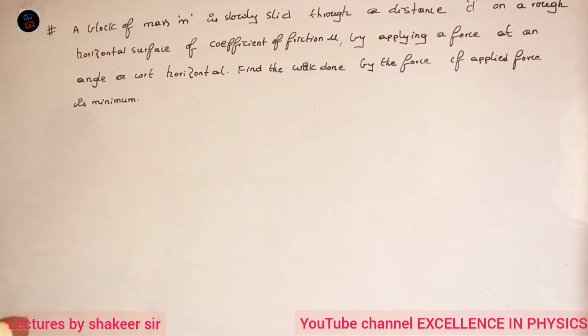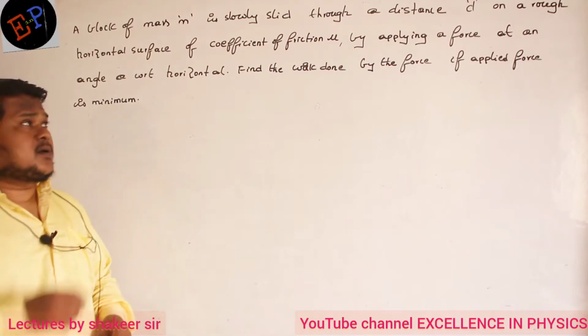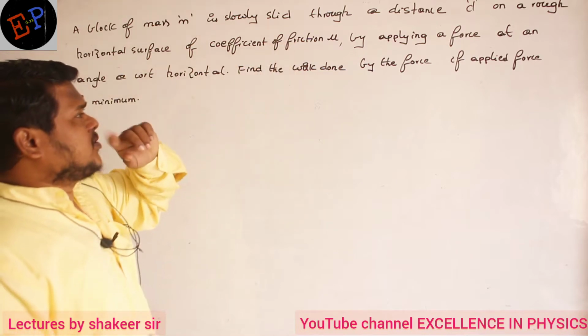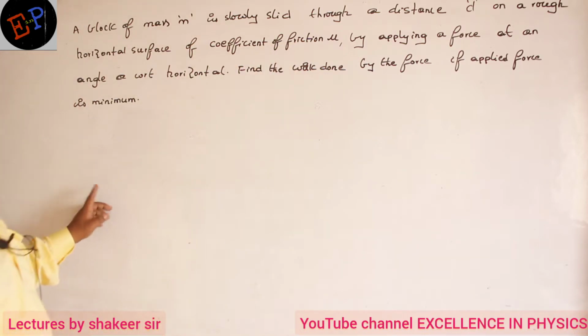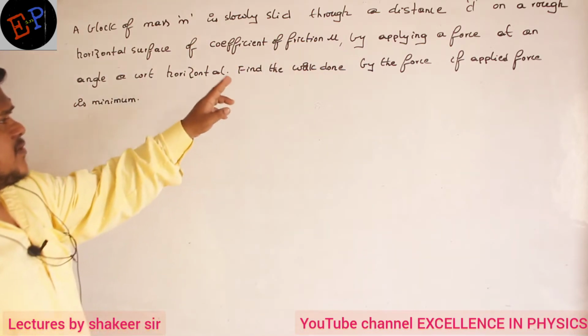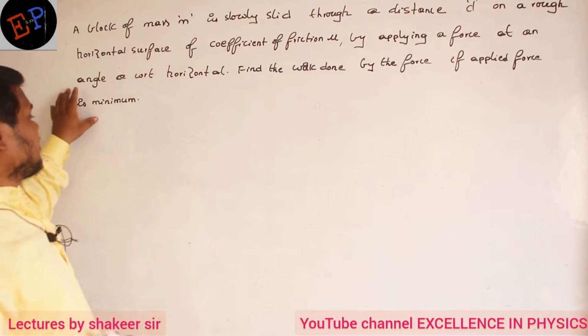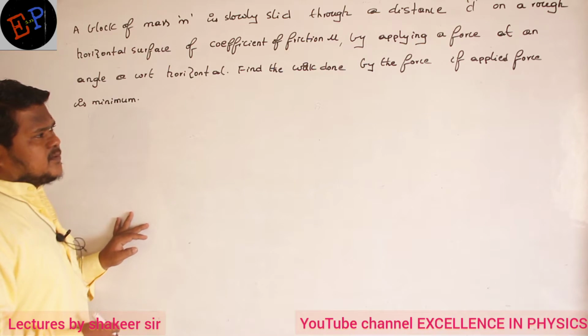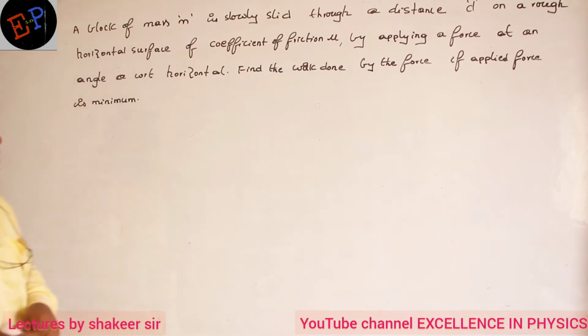See, this is the given question. A block of mass m is slowly slid through a distance of d on a rough horizontal surface of coefficient of friction mu by applying a force at an angle of alpha with respect to horizontal. Find the work done by the force if the applied force is minimum. That is the question.